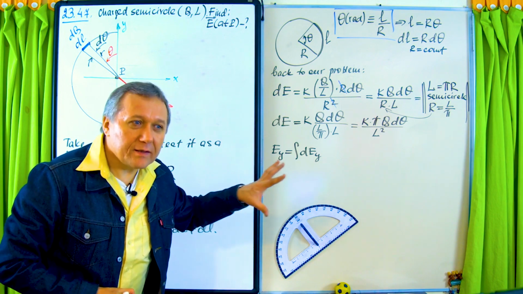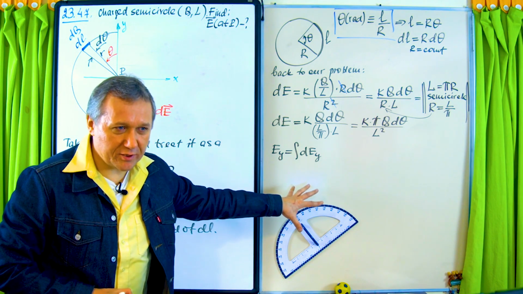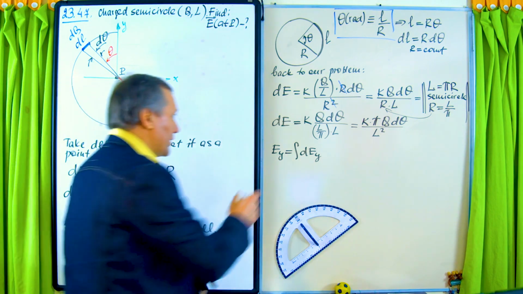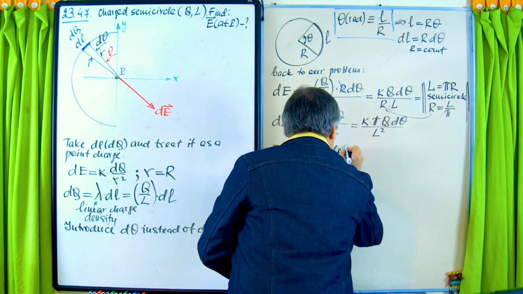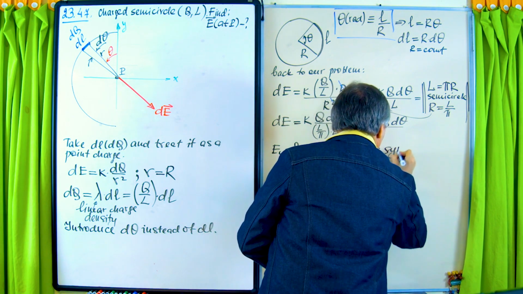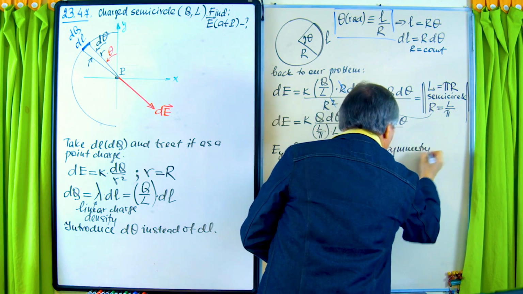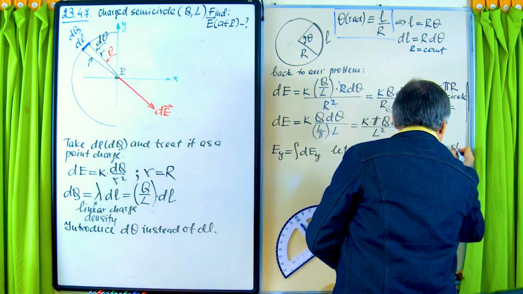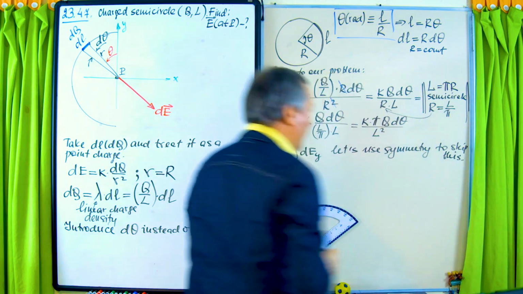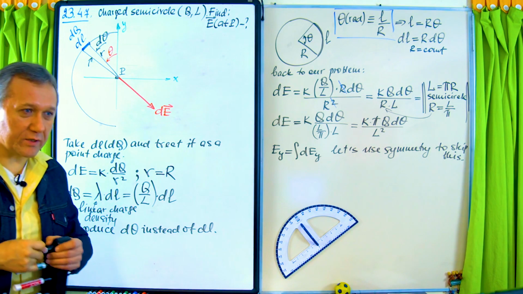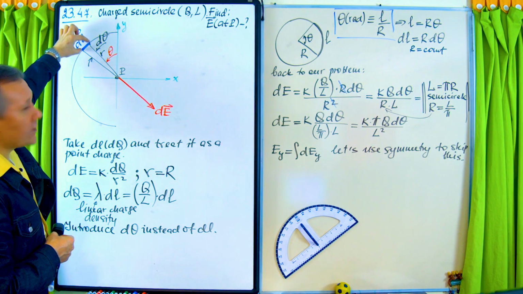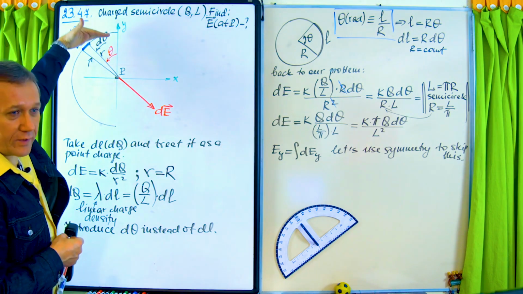But let's try to skip this integration, because we have plenty of symmetry. Right, so let's use symmetry to skip this integration. What do I mean by using symmetry? Look, we have this section dl on the upper part of the semicircle.